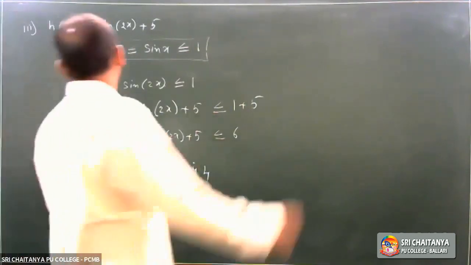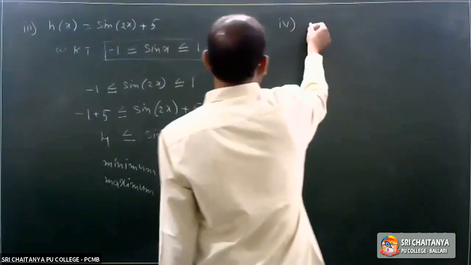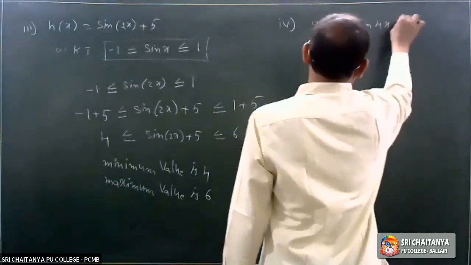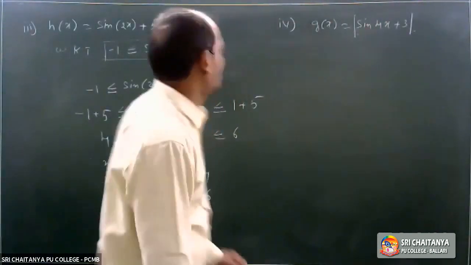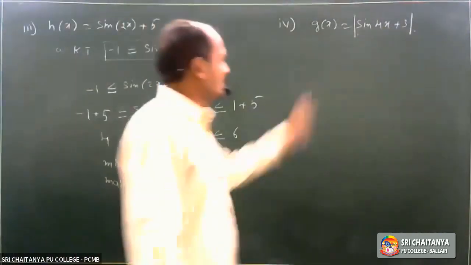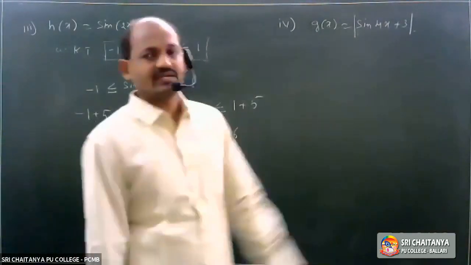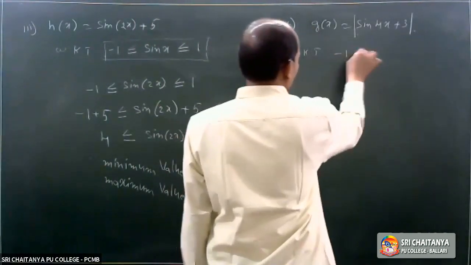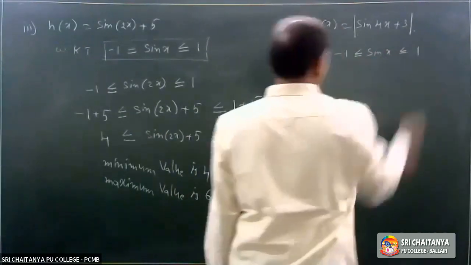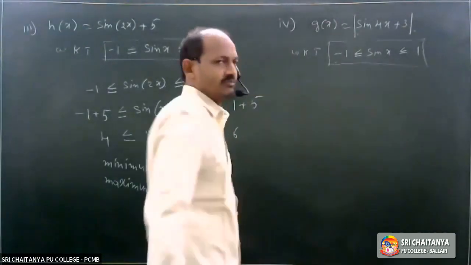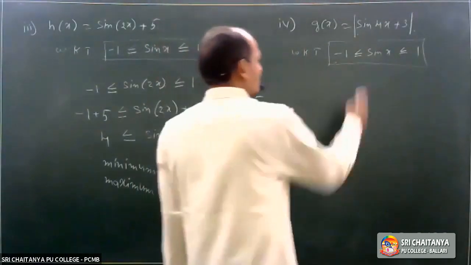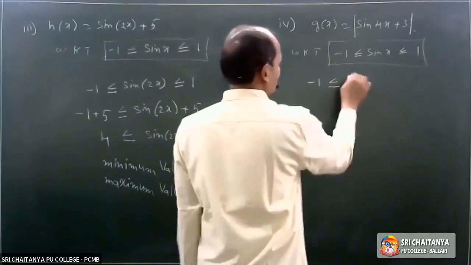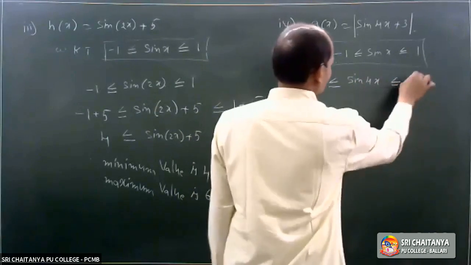Same model, another question. G of x is equal to modulus of sine 4x plus 3. G of x equals mod sine 4x plus 3. Same condition. We know that minus 1 is less than or equal to sine x, which is less than or equal to 1. Minimum is minus 1, maximum is plus 1. So clearly minus 1 is less than or equal to sine 4x, which is less than or equal to plus 1.